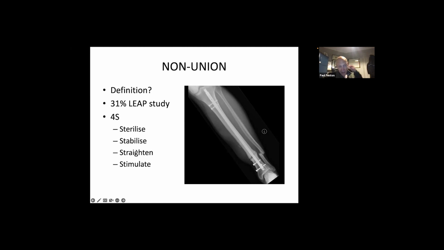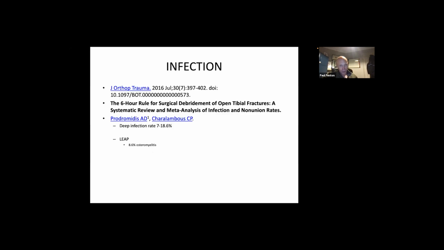Sometimes there can be an alignment issue, and by realigning or correctly aligning the bone, that will help it to heal. And sometimes there's a biological problem, so because the open fracture damages the blood supply to the bone, there's not enough blood supply for the bone to heal, and we might need to do something to stimulate the blood supply or stimulate the bone healing organ.